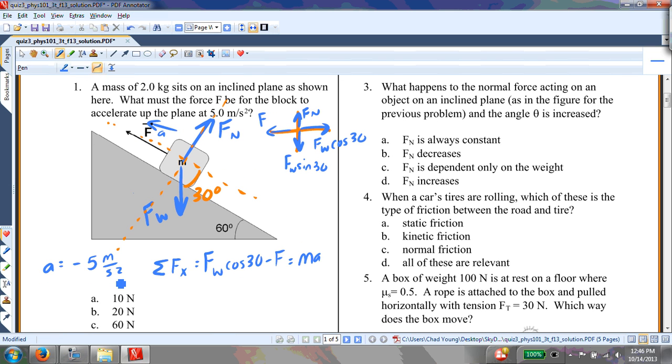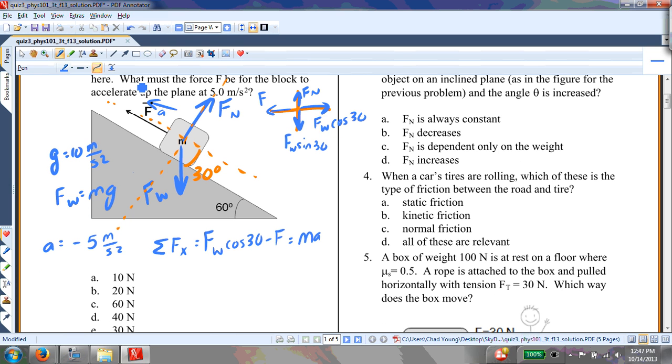Now, I know the force weight. I'm going to take G equal to 10, and force weight equals M times G. The mass is 2 kilograms, so that gives me a weight of 20 newtons. It's 20 cosine of 30 minus F, which is what I want to know, equals 2 kilograms times negative 5 meters per second squared. And then I solve that for F.